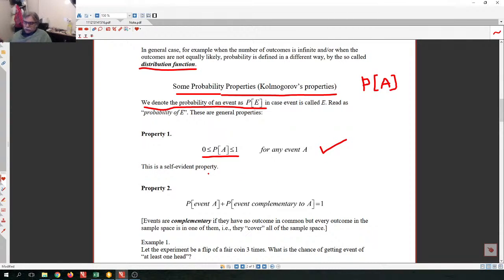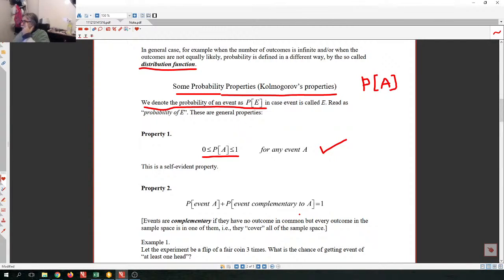It had to be clear that if you're going to declare a chance of something, it'll have to be between 0 and 100%. And in decimal writing, this decimal number is going to be between 0 and 1. Okay? Then there is property number 2, which says the probability of an event complementary to that event, when you add them, has to be 1. What's a complementary event? An event that is complementary is the opposite.